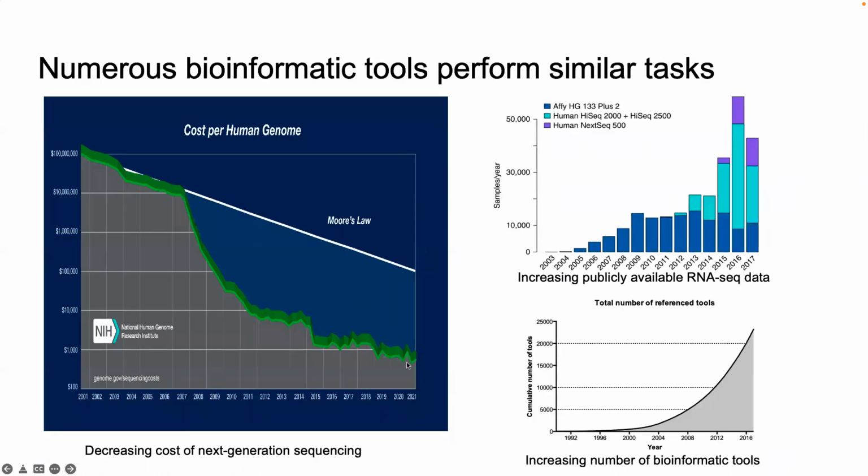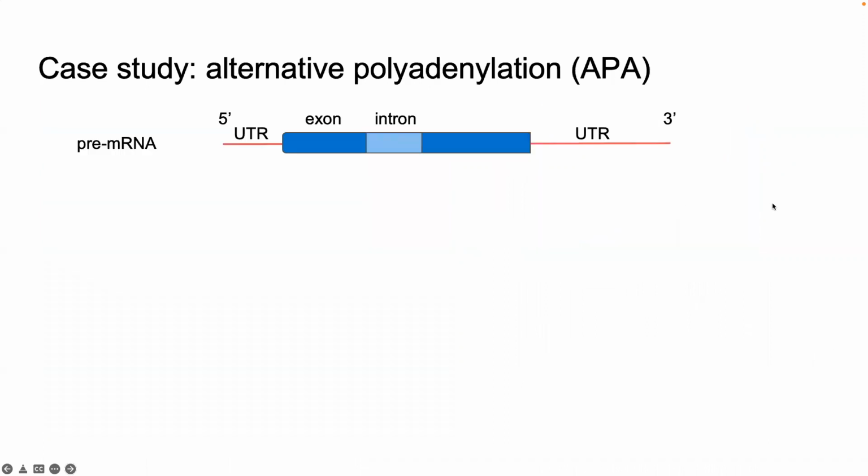So we all know over time, the cost of next generation sequencing data generation has dropped precipitously. And as that cost has dropped, the number of data sets that are publicly available, like RNA sequencing data, has exploded. At the same time, there are an increasing number of bioinformatic tools that have been developed to process this data. So one way RNA-seq data can be used is to study different aspects of pre-mRNA processing. So here we used as a case study alternative polyadenylation.